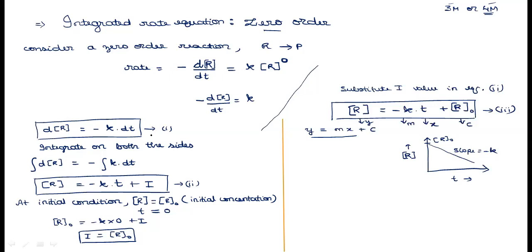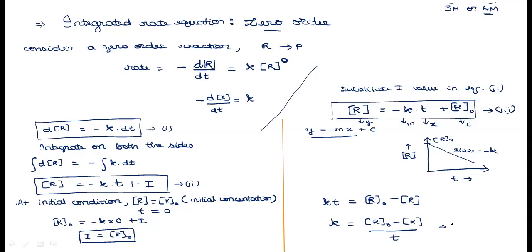Now we need to find the integrated rate equation for the velocity constant or rate constant k. So we'll rearrange equation 3 to get the k expression. Minus kt on the left hand side will become plus kt, and R naught on the right hand side will become minus R. Now we'll rearrange for k. So k will be equal to R naught minus R divided by t.